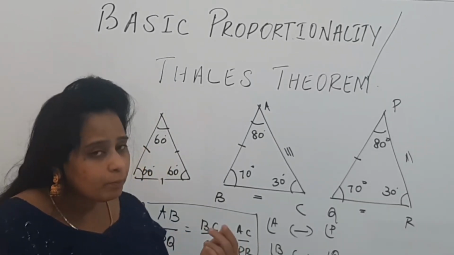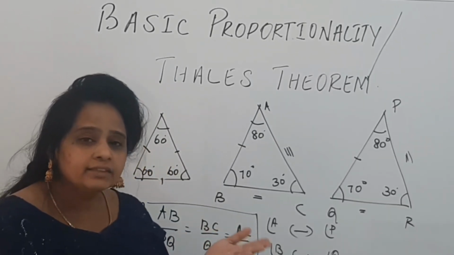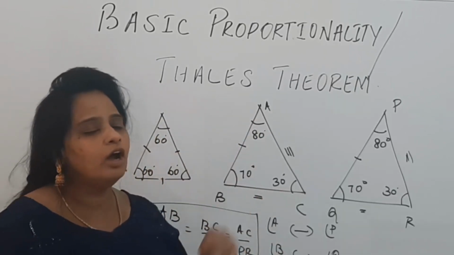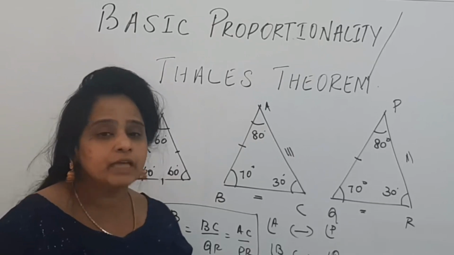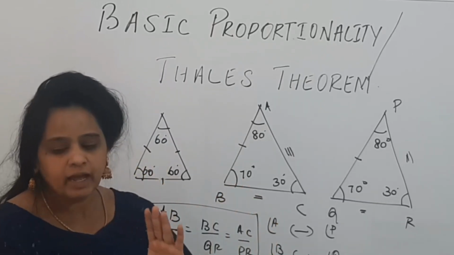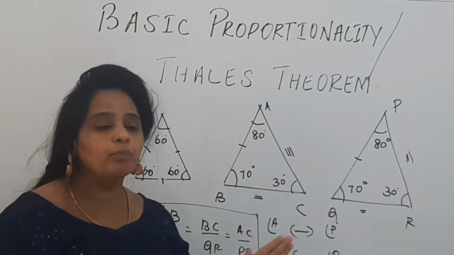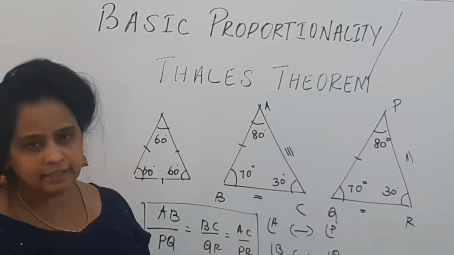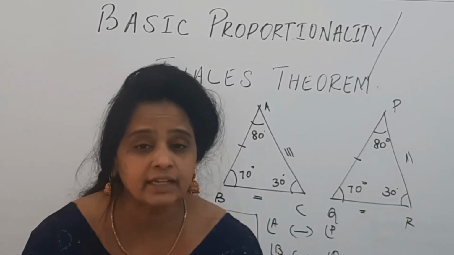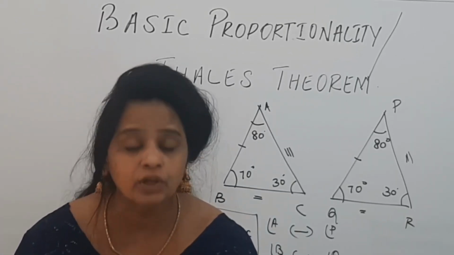And basic proportionality theorem, so state and prove the basic proportionality theorem. The proof is the same for both theorems. Otherwise, they give you the statement, and they will tell you to prove the following theorem, and they will give this statement. So these are the three ways that they can ask you this question.